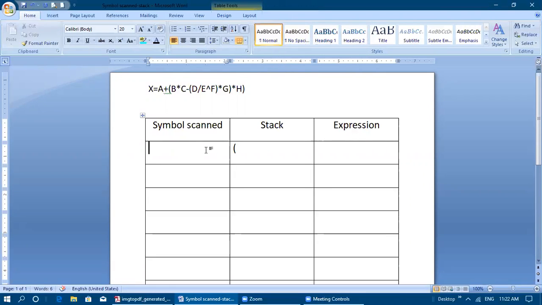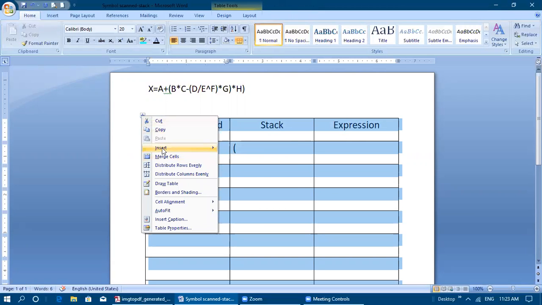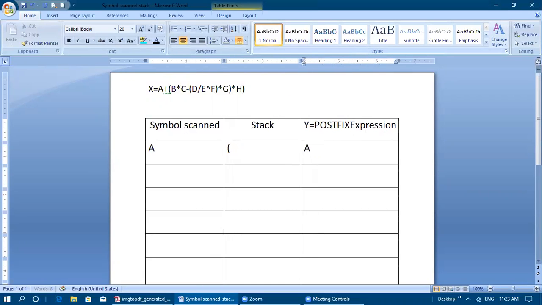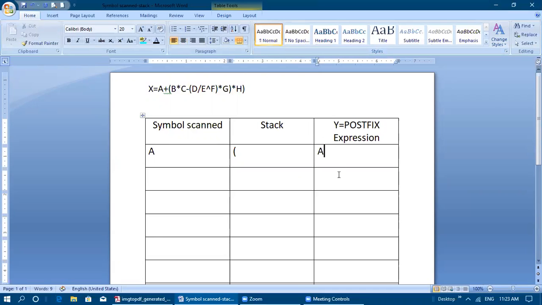So what symbol are we going to scan here? First, a is scanned. Once a is scanned, after this opening parenthesis, a is going to be scanned, so that a is written immediately in the output expression y. So y is an expression, to that y we are writing a. So this is the postfix expression only, no? So this y is the postfix expression. Okay, so a is written. Next symbol we need to read is plus.